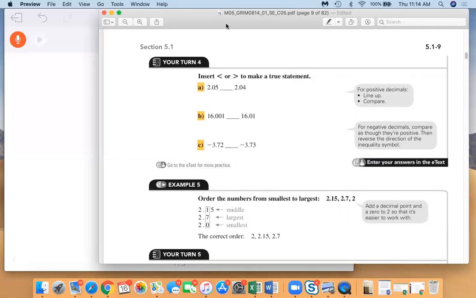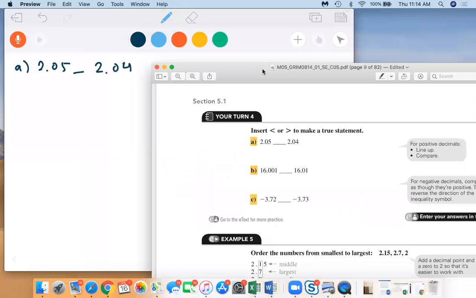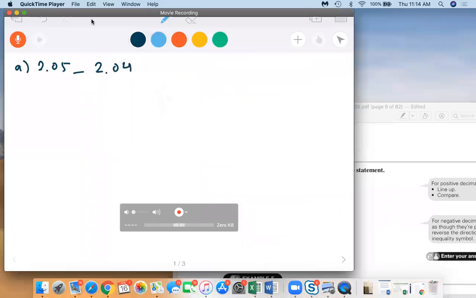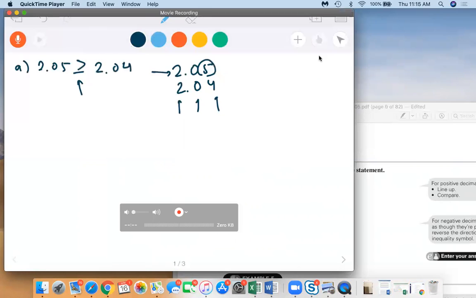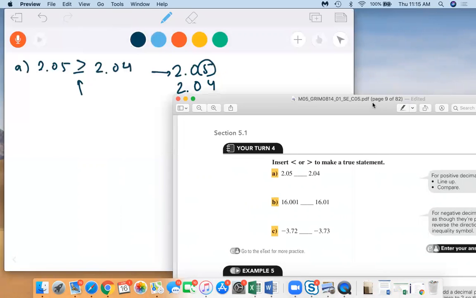So let me go ahead and write these real quick. We have 2.05 and 2.04. So in this one, we would just line them up. And if you see this without lining them up, that's okay too. So we compare here, they're the same. Here, this number is bigger, so that means that this number is greater than that one. Remember, you have the little comparison point to the smaller number. Okay?